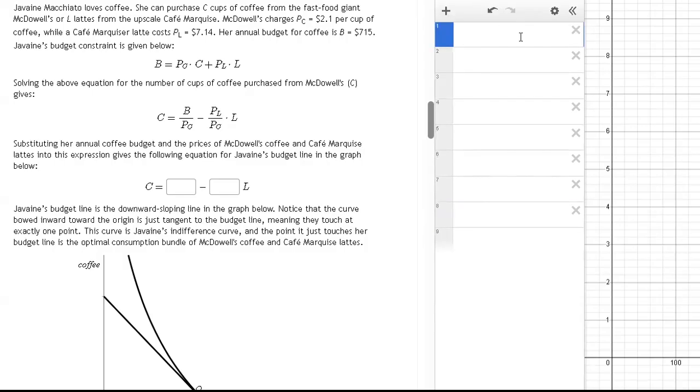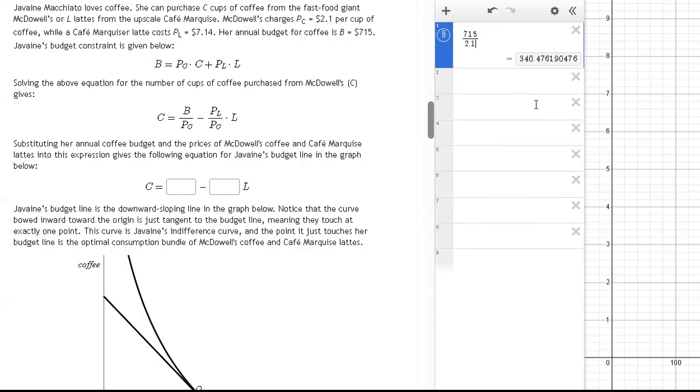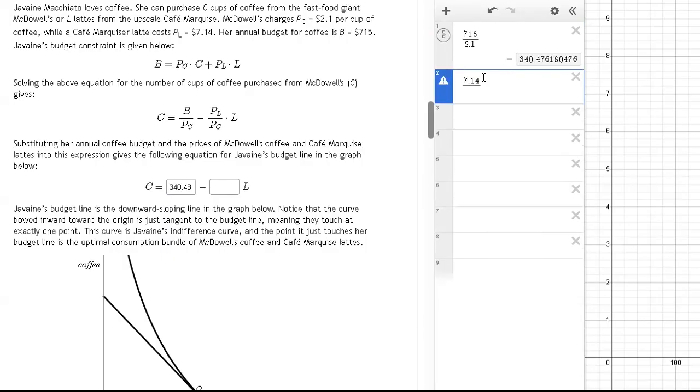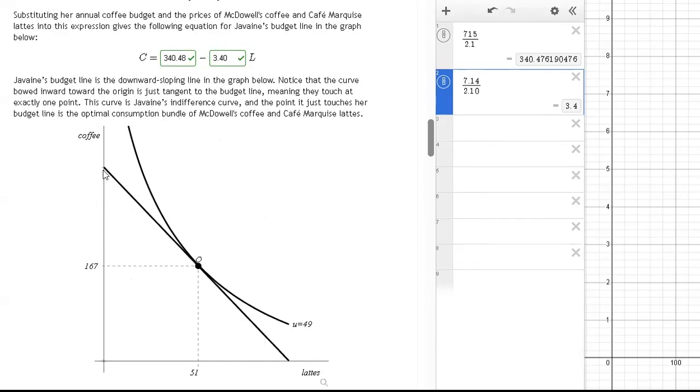So the intercept is the budget, 715, divided by the price of coffee, which is $2.10. Rounding to two decimal places means I have to change the 7 to an 8. Then I'll calculate the price ratio. The lattes cost $7.14 and the coffees cost $2.10. And that ratio is 3.4. I'm going to press enter to see if I got it right. And I did. So this value here, the height above the origin, is 340.48.